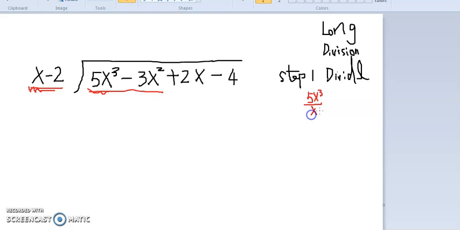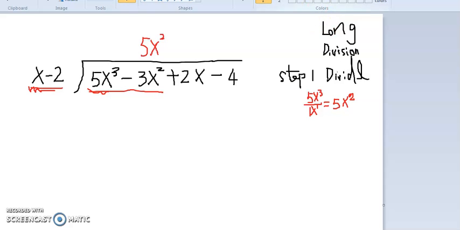We try to figure out x divided into 5x cubed. So by the formula we learned before, the 5 divided by the bottom, which does not have a number, we can put a 1 in front of it. So it's like 5 divided by 1. x cubed divided by x, we use the formula 3 minus 1, which gives us 2. So that tells us the quotient goes up here, and it is 5x squared. Or you can say x goes into 5x cubed 5x squared many times.